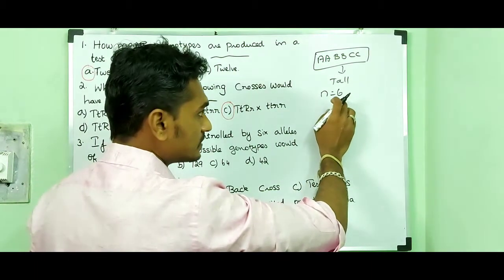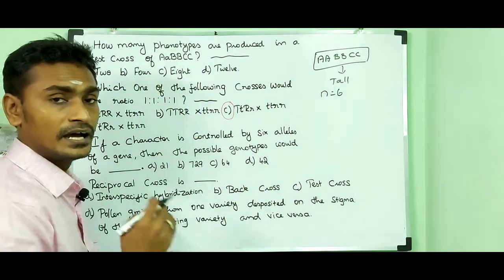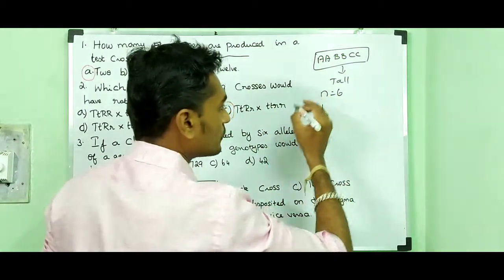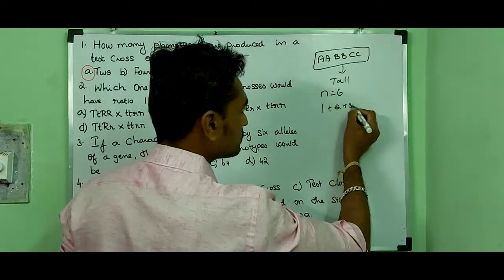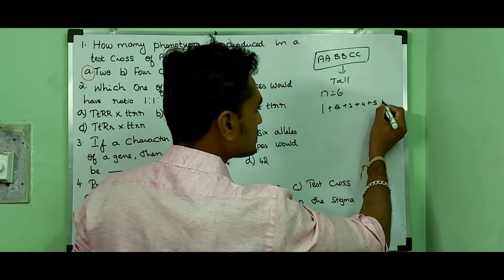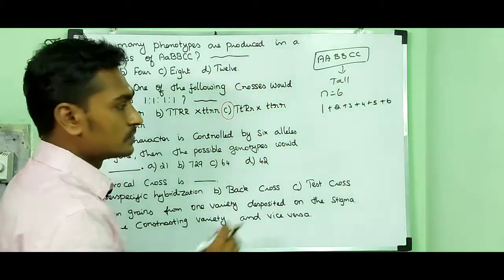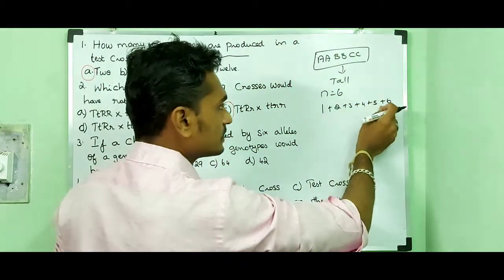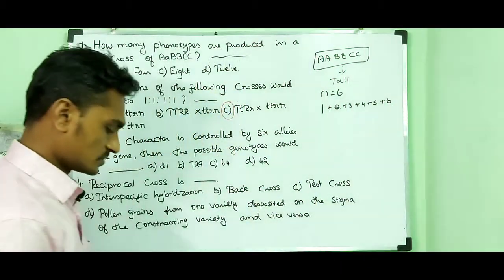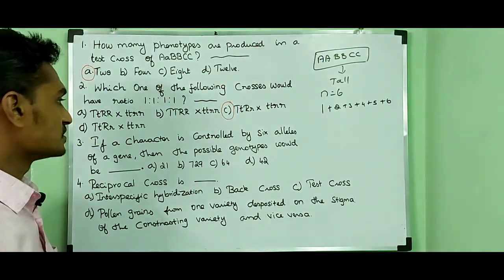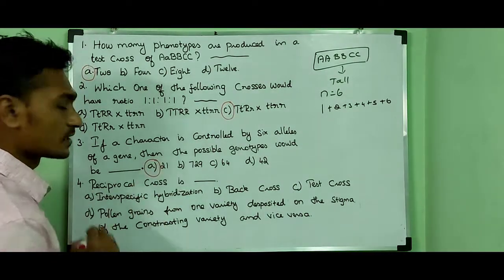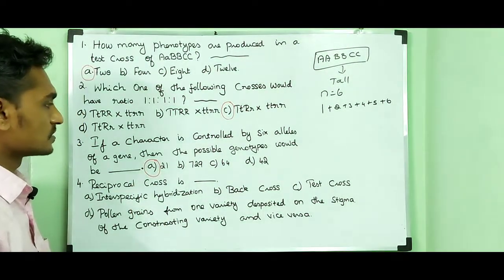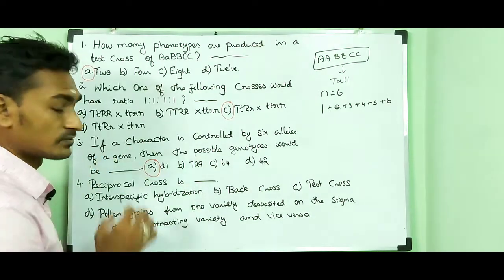So n is equal to 6, and we have to add from 1 to 6: 1 plus 2 plus 3 plus 4 plus 5 plus 6, which gives 3, 6, 10, 15, 21. So the possible genotypes are 21. Option A. So the possible genotypes are 21.